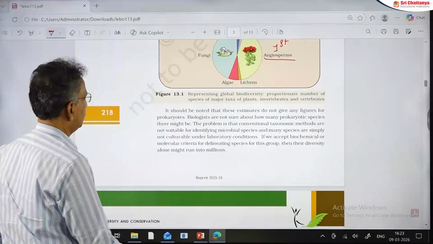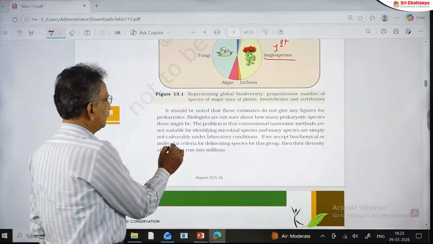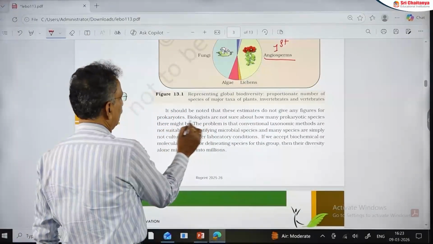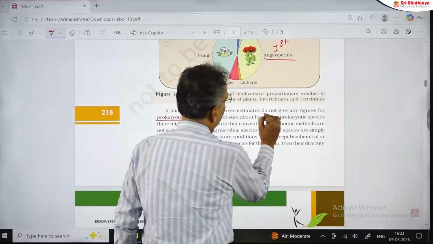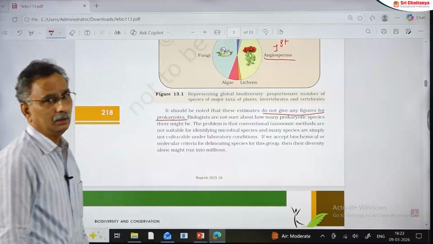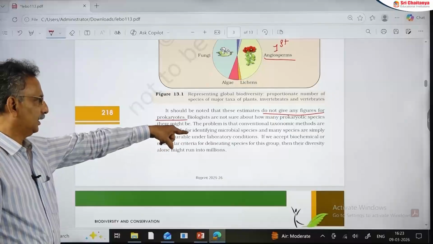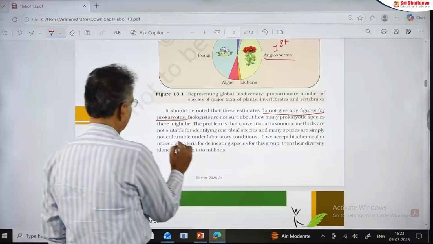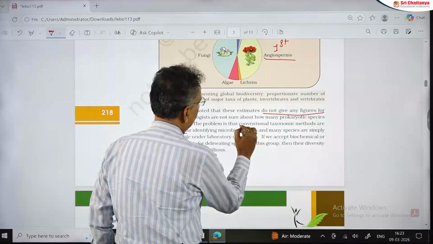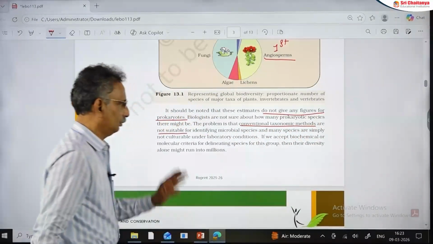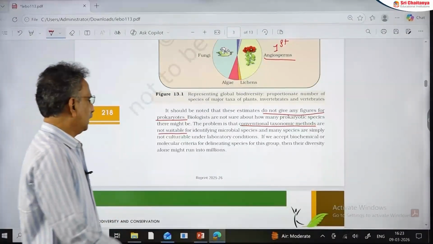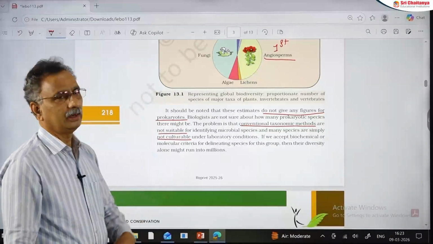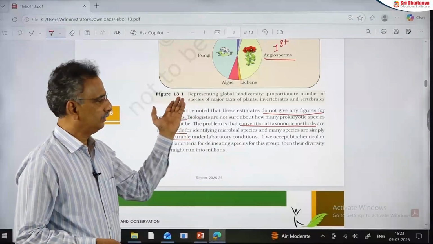However, the problem here is that the estimates do not give any figures for prokaryotes. Why are prokaryotes not given? There are limitations as mentioned here. One is that conventional taxonomic methods are not suitable. Another is that they are not simply culturable in the laboratory, and without culturing in the laboratory, studying them is difficult.